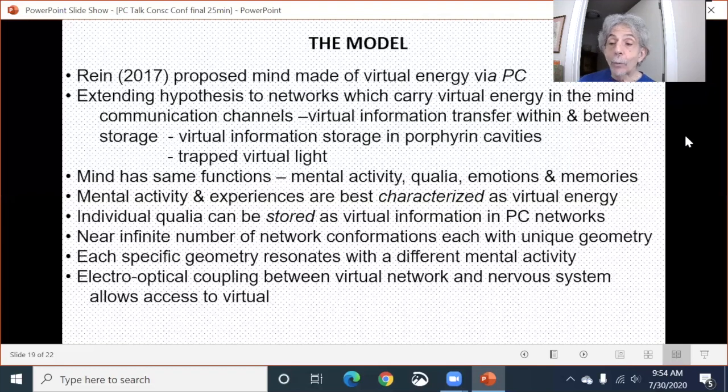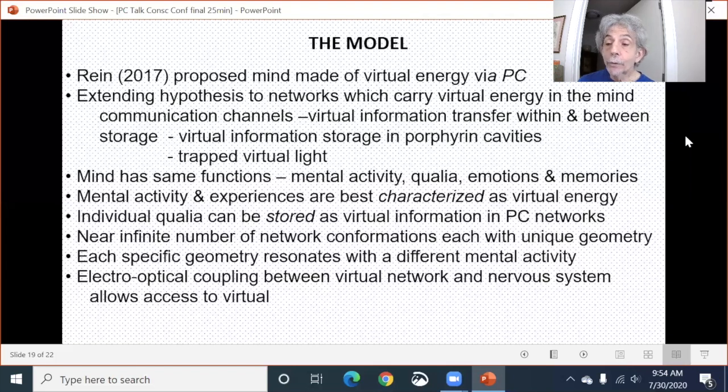Okay, so now we all know that mind has these capacities: it's capable of mental activity, emotions, memories, and of course, with this group, the interest is on qualia. And it's interesting that these mental functions have some of the same storage and communication capabilities that I just described and attributed to the phase conjugation mirrors and networks in the brain.